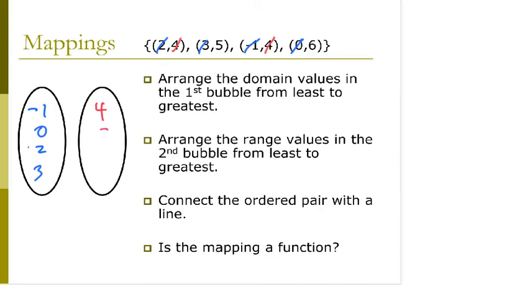So let's go ahead and write how these are related. So if we focus on the first ordered pair, looks like 2 goes to 4. So 2 goes to 4. So if we input 2, we get back 4. For our second ordered pair, if we input 3, we get back 5.